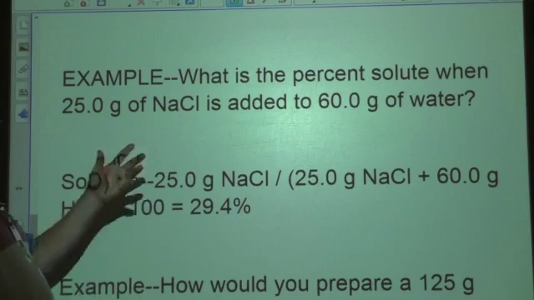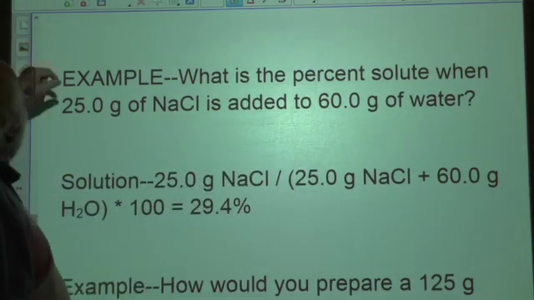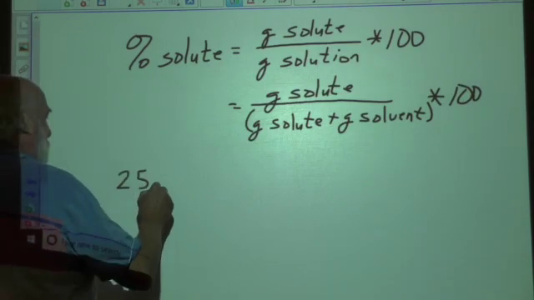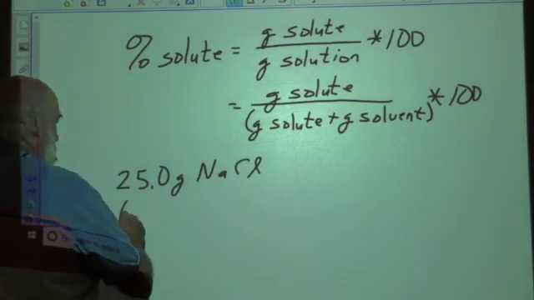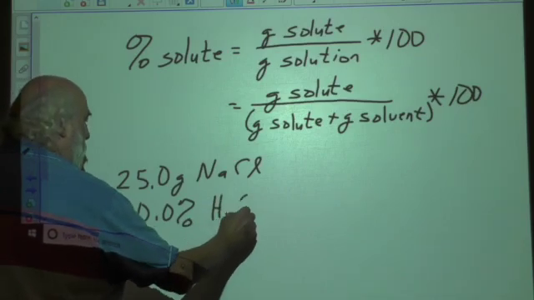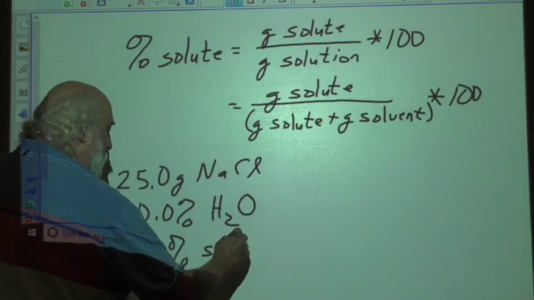Example: what is percent solute when 25 grams of sodium chloride is added to 60 grams of water? So let's look at that on the board. We have 25 grams of sodium chloride, and we have 60 grams of water. And the question is, what is the percent of the solute in the solution?